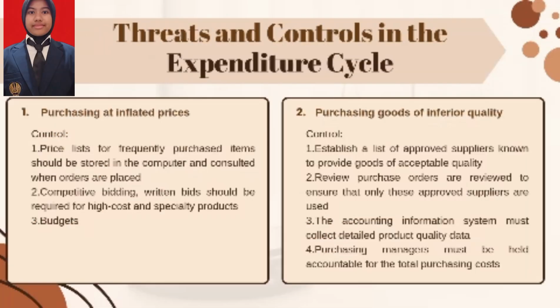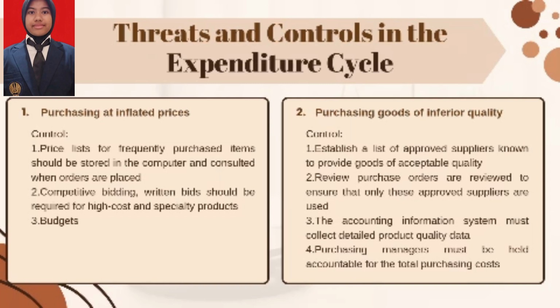Threats and control in the expenditure cycle. First, price lists for frequently purchased items should be stored in the computer and consulted when orders are placed. Second, competitive bidding: written bids should be required for high-cost and specialty products. Third is budget. The second threat is purchasing goods of inferior quality.